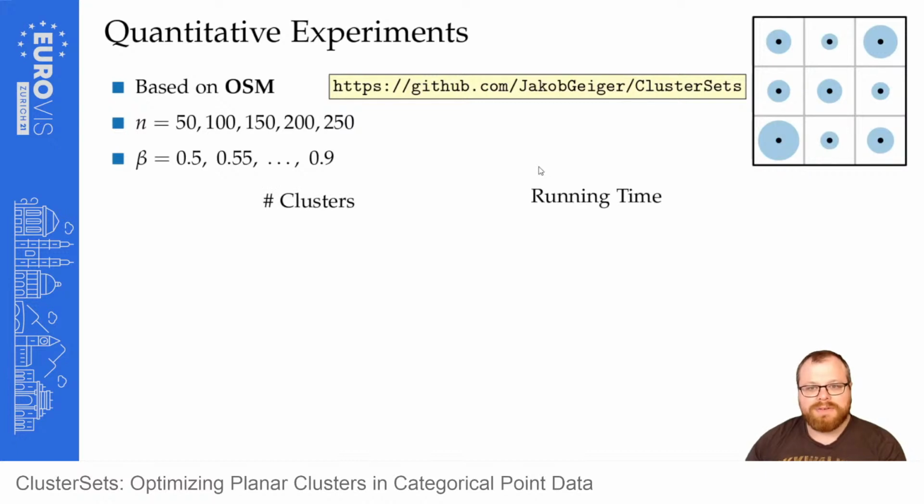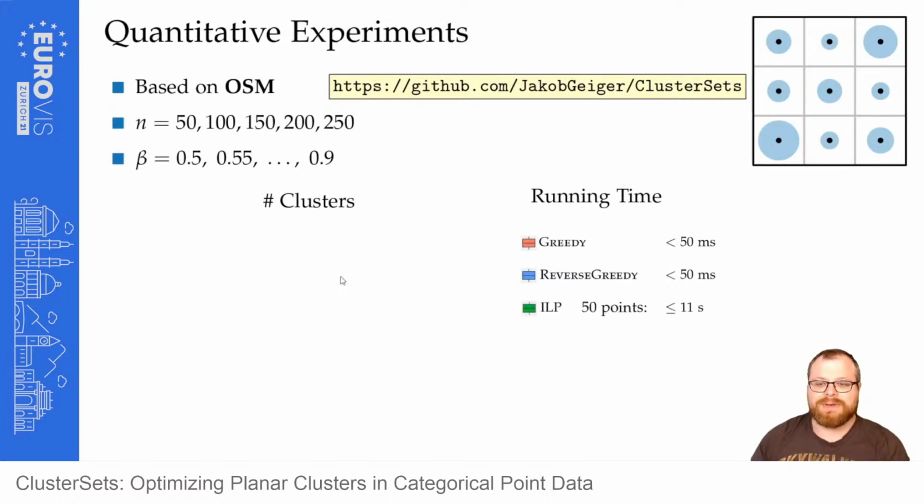First, we want to briefly talk about the running time. For all of these instances, both the greedy and the reverse greedy algorithm always could find solutions in less than 50 milliseconds. The ILP worked well for instances of 50 points, where we got solutions within 11 seconds, but even for 100 points it required up to 1.8 hours, and for 150 points there were some instances where we stopped the solver after 2 days. So we only have optimal solutions for some of the instances with 150 points and for none of those with 200 and 250. I will now briefly show the results for beta equals 0.5.